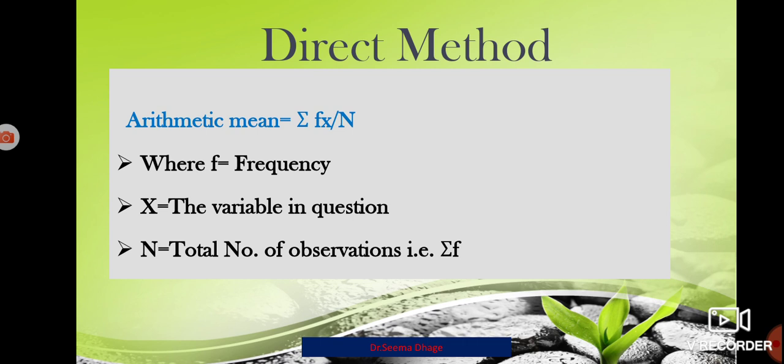Now, we will go for the direct method. We are observing practical steps involved in the computation of arithmetic mean in case of discrete series by direct method. So, here is the formula: sigma fx upon n, where f is frequency, x is the variable in question, n is total number of observations, that is sigma f.